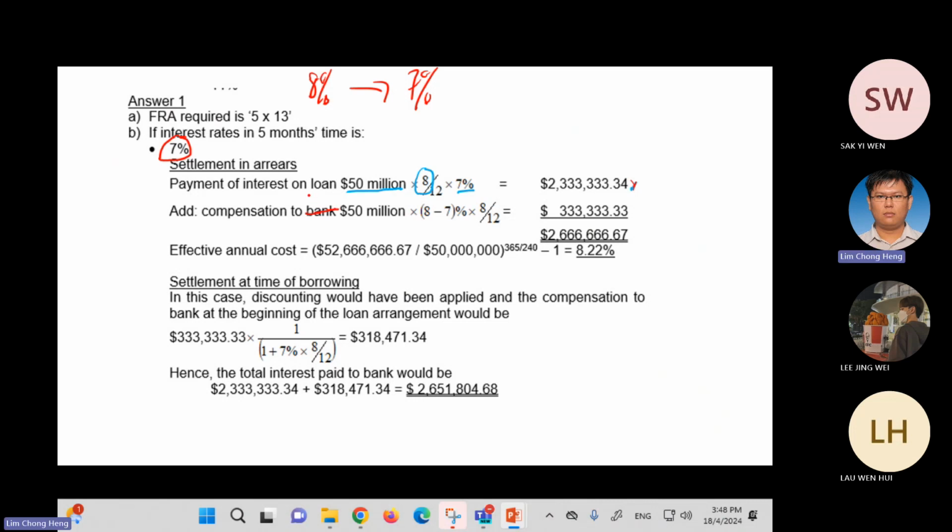I change the term to the FRA provider. You need to compensate the FRA seller. Then how much do you need to compensate? You locked at 8%, the market interest is 7%, you use it for 8 months, and the principal you locked is 50 million. So you need to compensate 333 thousand. So in total, how much do you need to pay? The total interest you pay is this amount, 2.6 million.